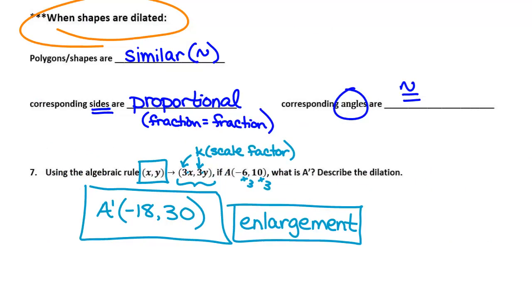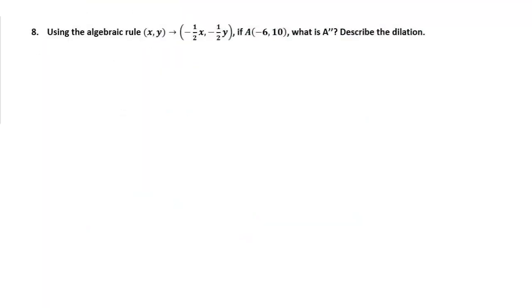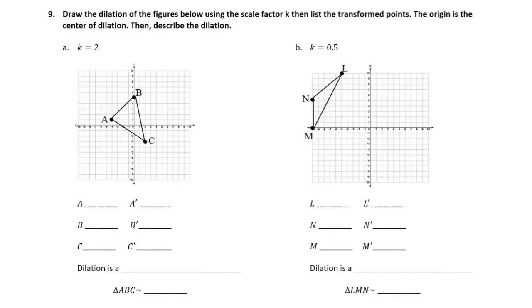Right. We have just a little bit more to do. Flip the page over. We are going to skip a couple for time. We're going to skip number 8 for time. And we're going to skip number 9, part A. We're going to do part B, though.